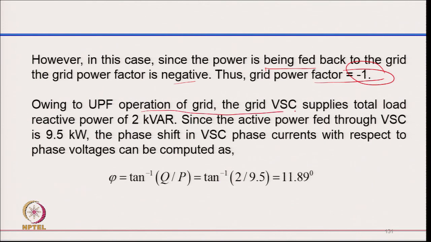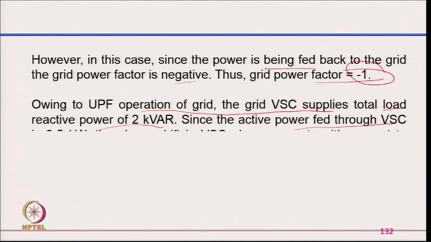So, owing to the unity power factor of the grid, the voltage source converter supplies the total reactive power of 2 kVAR. Since the active power fed through the VSC is 9.5 kilowatt, the phase shift in the VSC phase currents with respect to the phase voltage can be computed from the reactive power divided by active power. So, it comes to 11.89 degree.